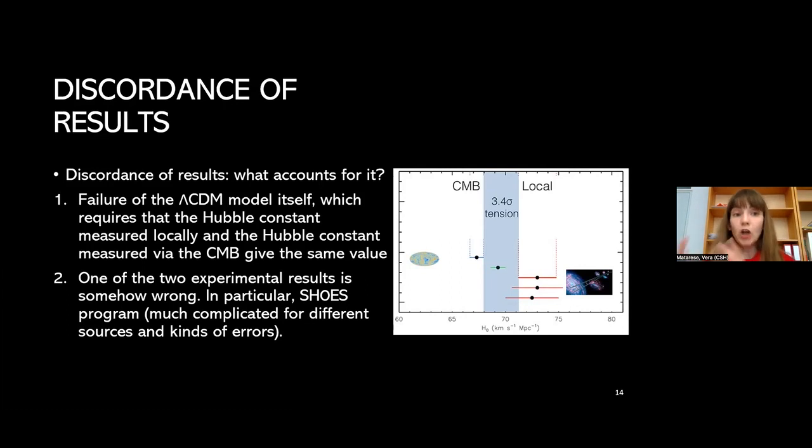Okay? The second option is that one of the two experimental results is just wrong. And in this case, normally, physicists tend to favor the hypothesis that SH0ES's program is wrong, because the cosmic distance ladder, as we saw, is extremely complicated to build. And there are so many different sources of different kinds of errors, as we will see later. So in this talk, we will just focus on the second hypothesis, and so that maybe the SH0ES result is wrong.